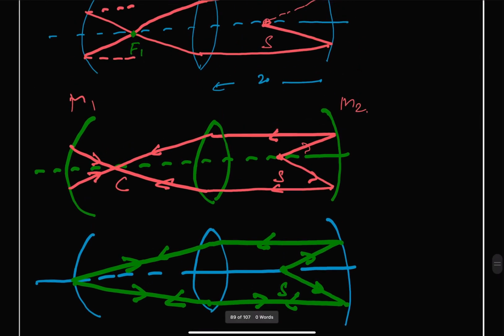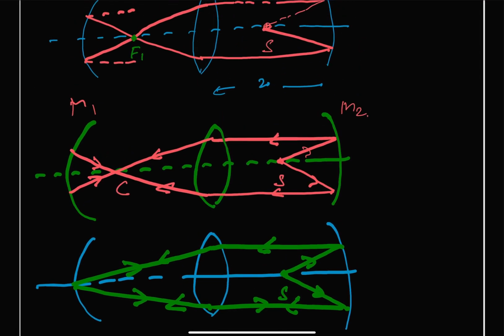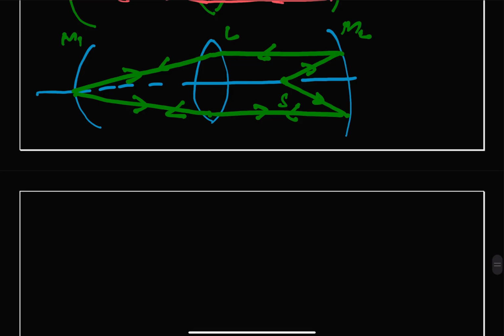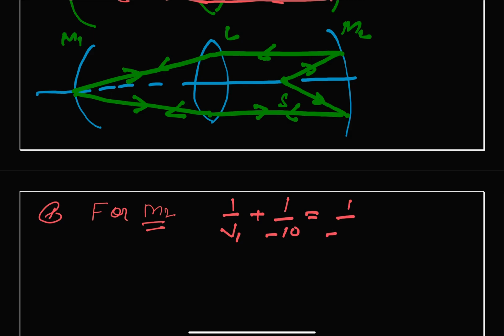Okay, so these are the 3 cases which are possible when the first reflection is taking place at our M2. So therefore, we can say that for M2, we can write that 1 upon V1 is plus 1 upon 10 minus 1 upon 12. So here we can just easily find out that our V1 is equal to 60 centimeters.